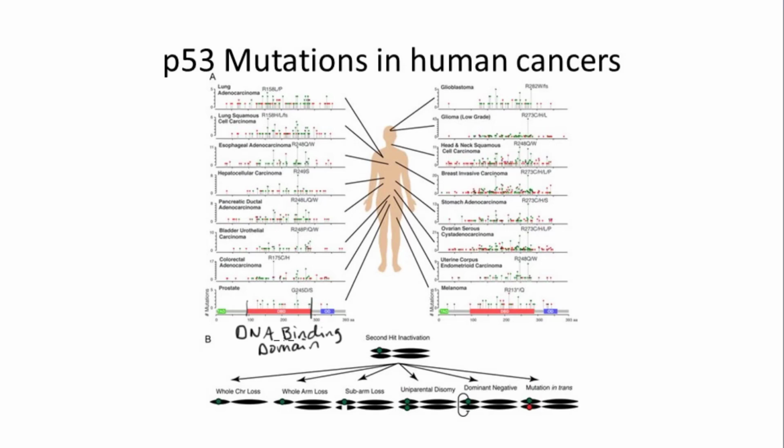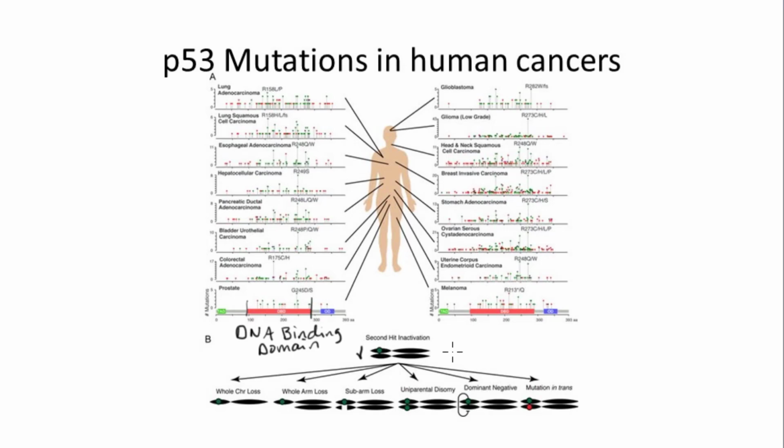Most of these are loss-of-function mutations that destroy the ability of p53 to sit down on DNA and regulate transcription of its target genes. As a result, p53 mutations are typically recessive. As long as the other copy of p53, the other allele, is normal, the cell will still have functional p53 protein, which will still do its job.